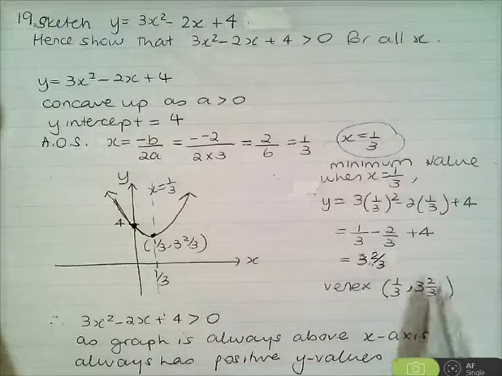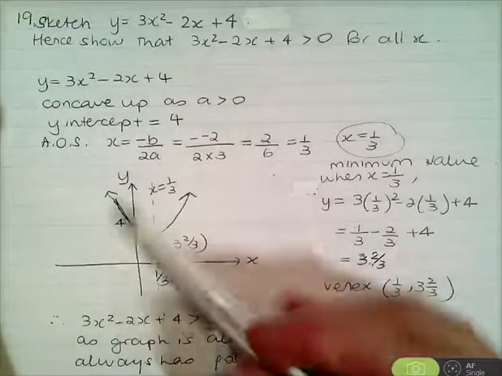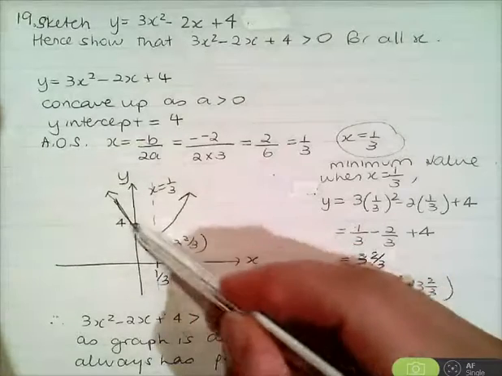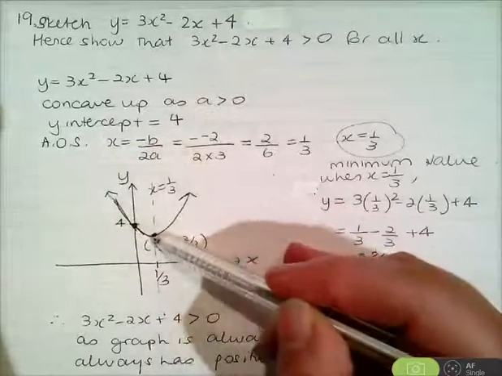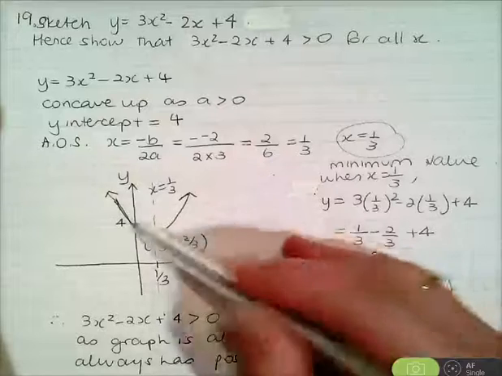So therefore, the minimum value of the parabola is 3 2/3. And so the parabola, because it's concave up and the y-intercept's 4, and the vertex is here at a third, 3 2/3, the parabola would have to look like that.